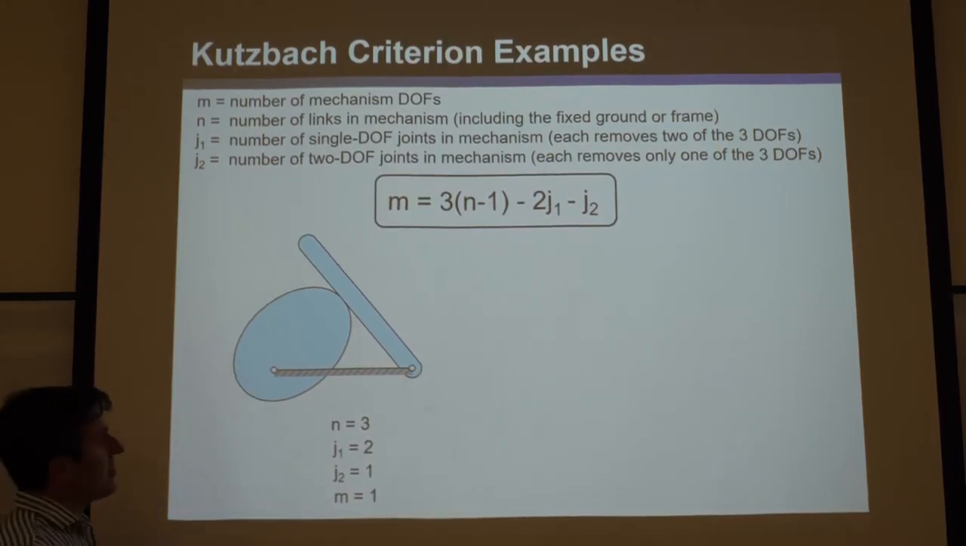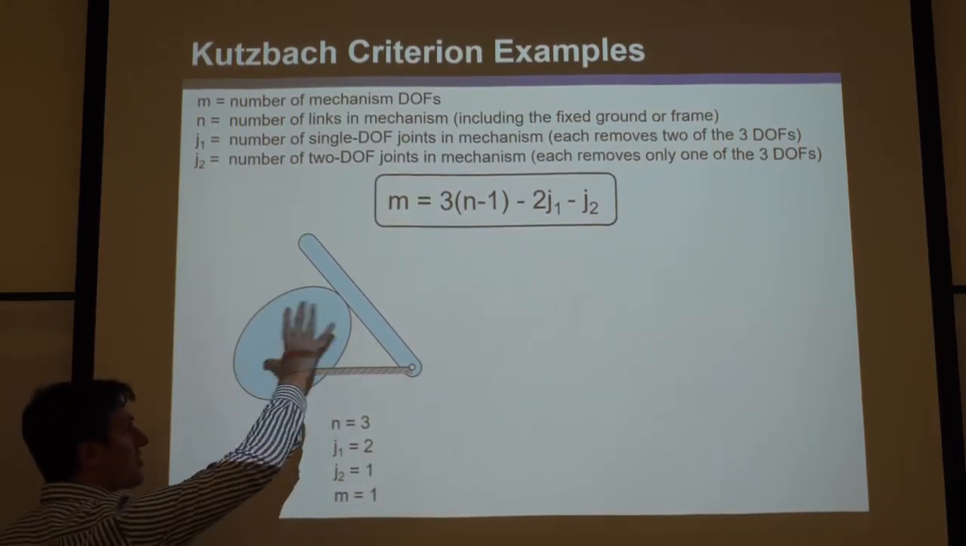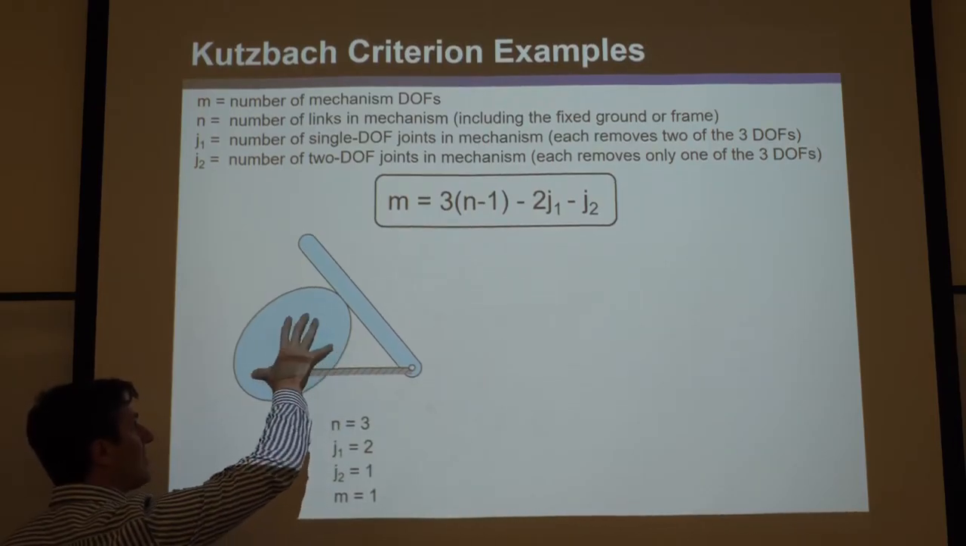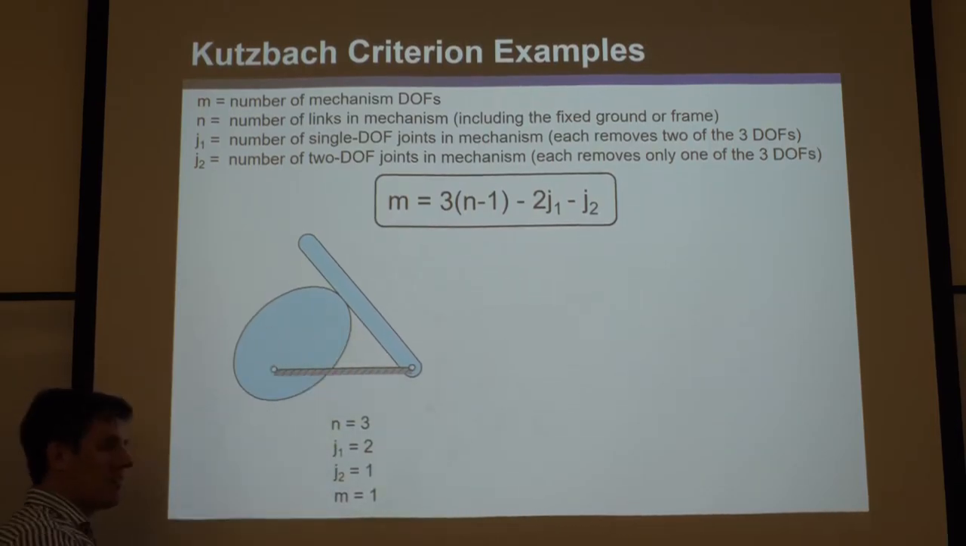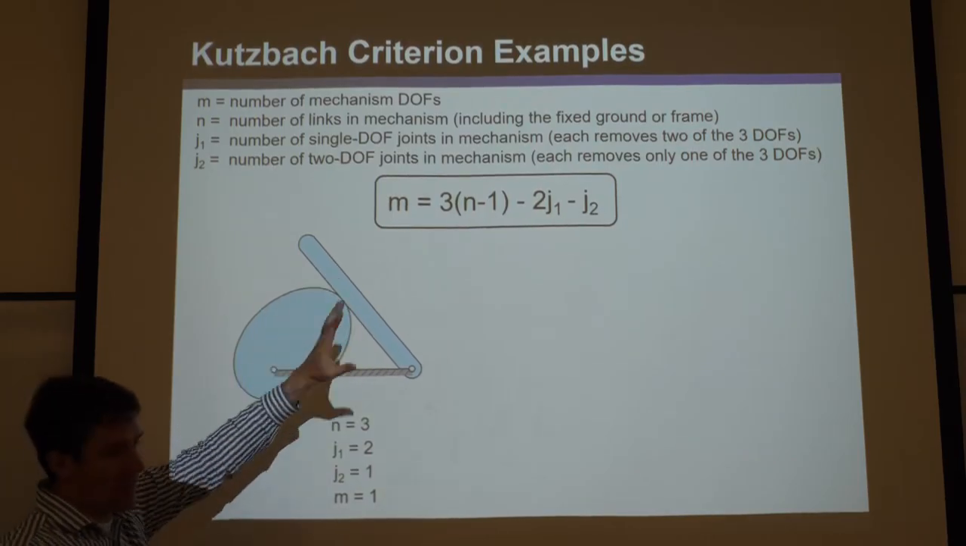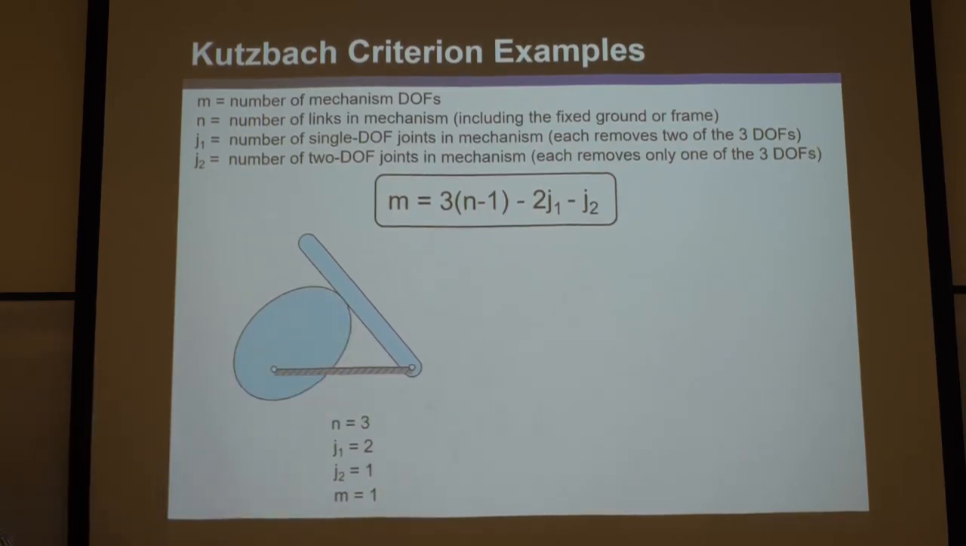And you can imagine it just takes one parameter to define the whole thing, like 1 theta of where the egg is, to lock in all the other stuff. And if I held this fixed, the whole thing would be locked up. So it makes sense it's mobility of 1.